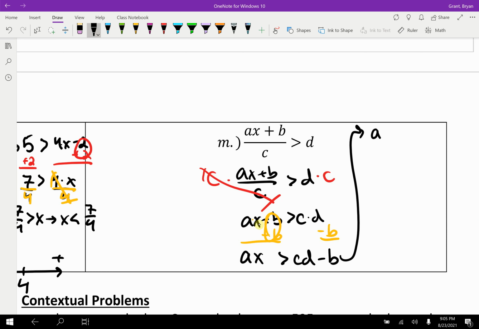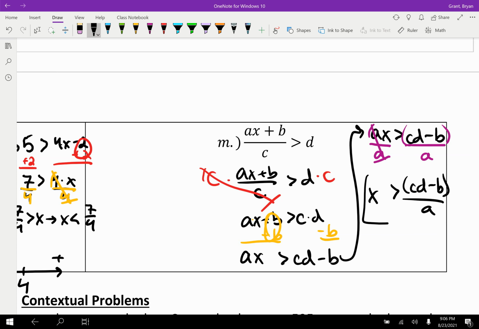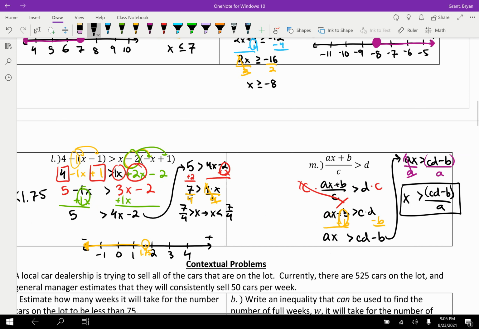Now I have actually run out of room. ax is greater than cd minus b. To finish this off, I think we will need to go through and divide both sides by a. Don't forget to group so we can show all of that as being divided by a. And we have our answer. X is greater than cd minus b, all divided by a. Whew! Well, you guys just did a lot of really good symbol manipulation there.